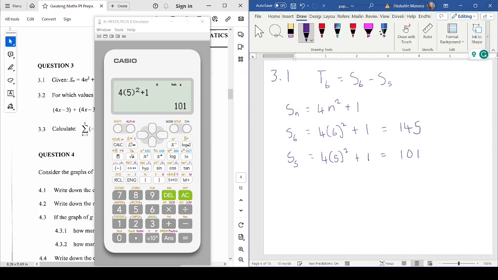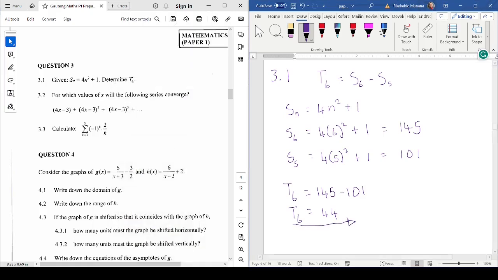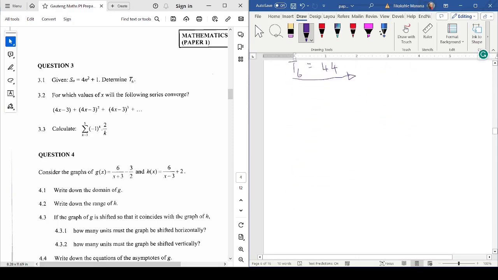Now term 6, as we've said on top here, is going to be the sum of the first 6 numbers, which is 145, minus the sum of the first 5, which is 101. Put that in a calculator. What do we get? So it's 145 minus 101. Cool. So T6 is simply 44. That's it. Thank you so much, Mr. Calculator. Let us now move on to the next question.